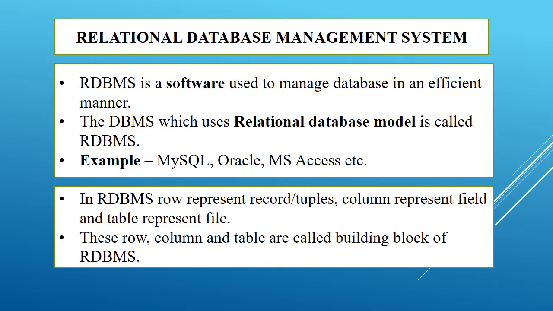Examples are MySQL, Oracle, and MS Access. In this software, the row represents the record or tuple, the column represents the field, and the table represents the file. So column, row, and table are the building blocks of RDBMS. It is the commonly used software for databases.